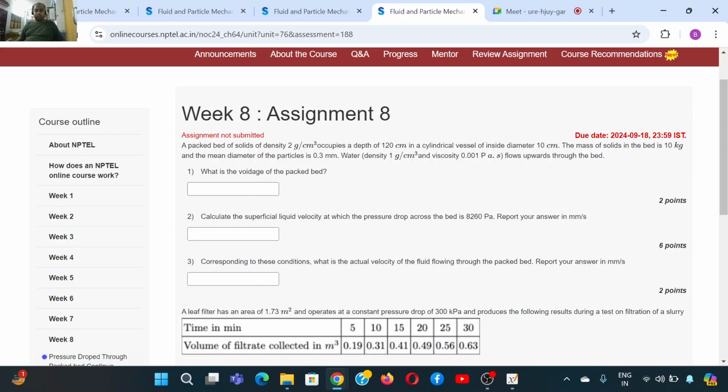Okay, so let us start. A packed bed of solids with density 2 gram per centimeter cube occupies a depth of 120 centimeter in a cylindrical vessel of inside diameter 10 centimeter. The mass of solids in the bed is 10 kilogram, and the mean diameter of the particles is 0.3 mm. Water flows upwards through the bed and we know the density and viscosity of water.